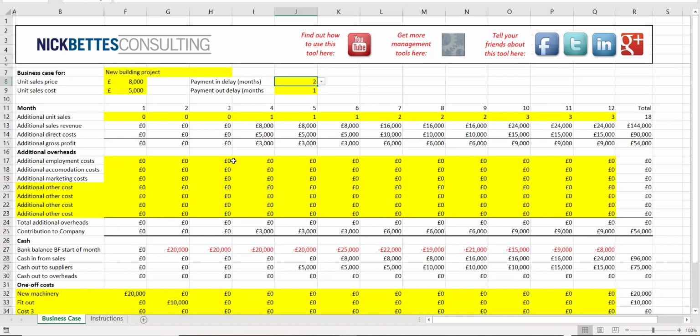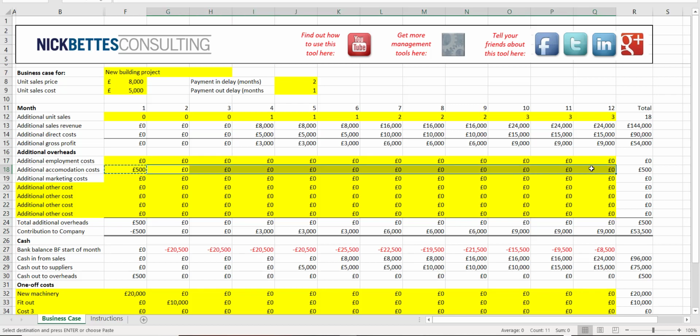So we've also got some additional overheads for this project. Obviously one of them is accommodation costs. So on month 1 we start to lease a new building. Let's call it £1,000, or let's call it £500 a month, additional rental or lease. That goes right across all the months.